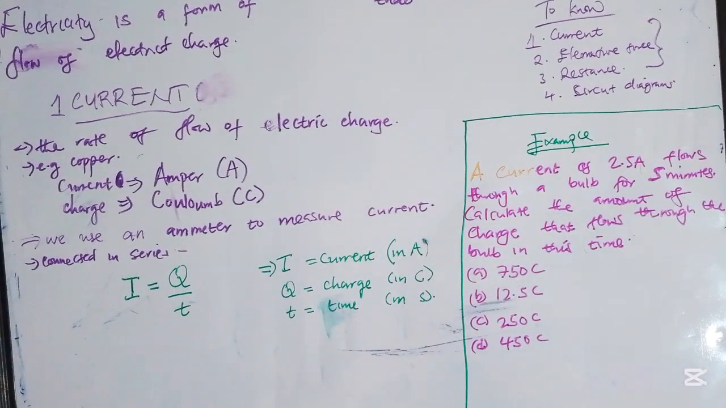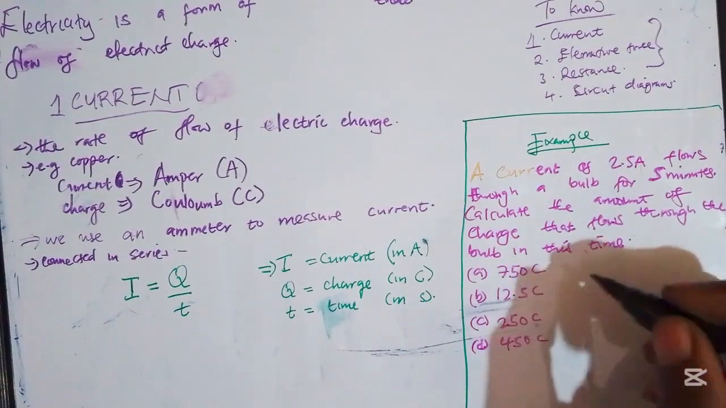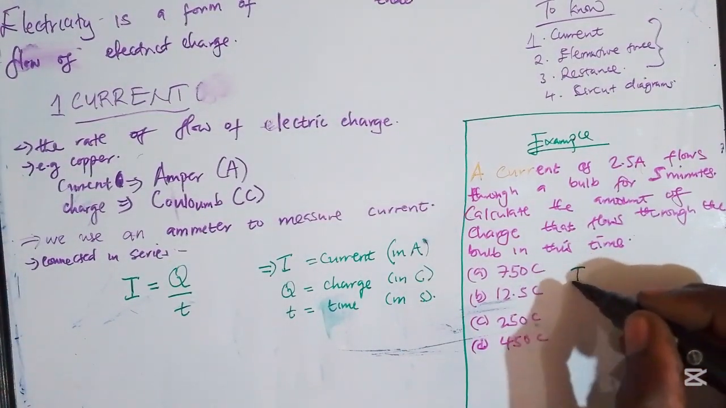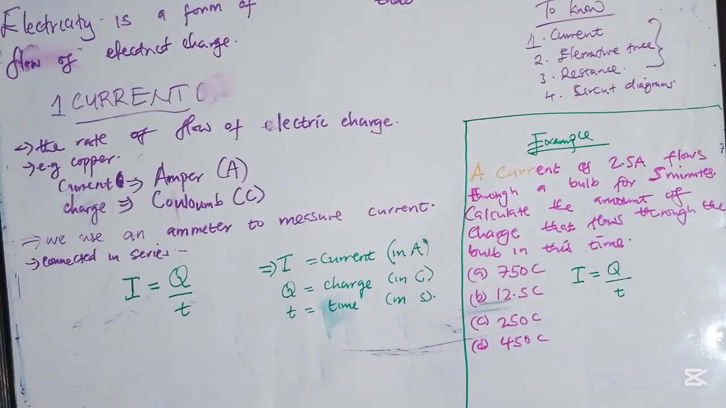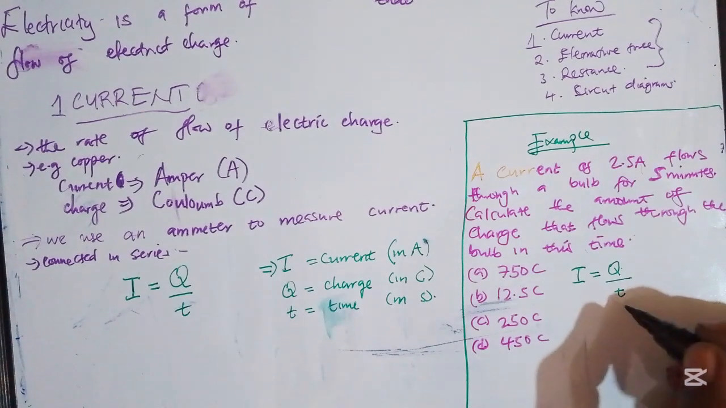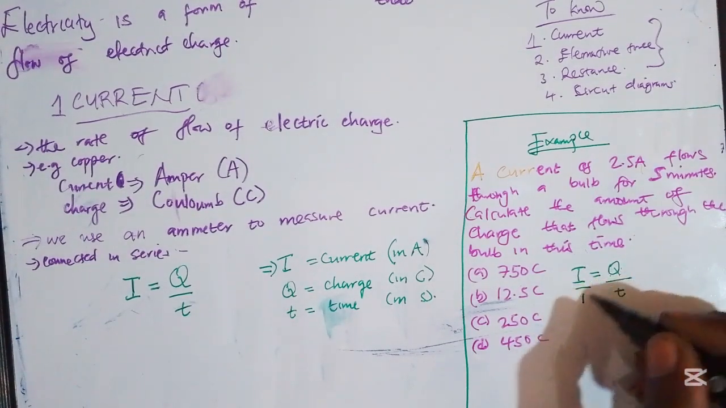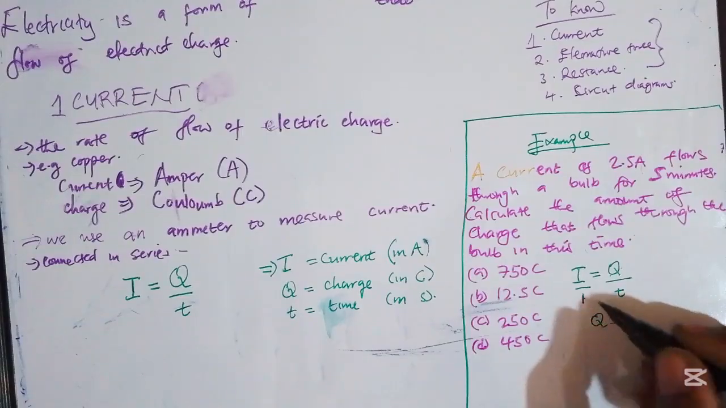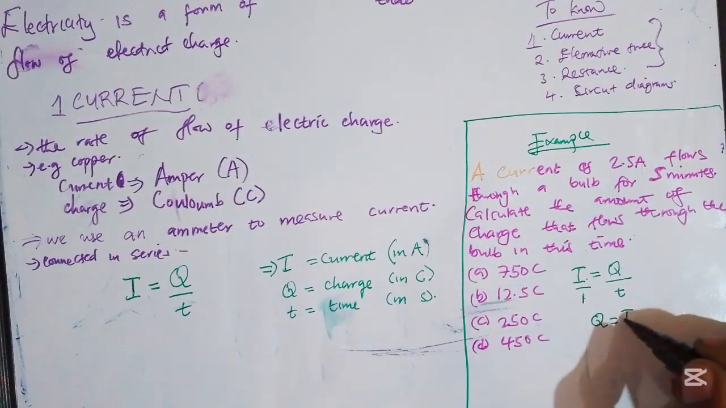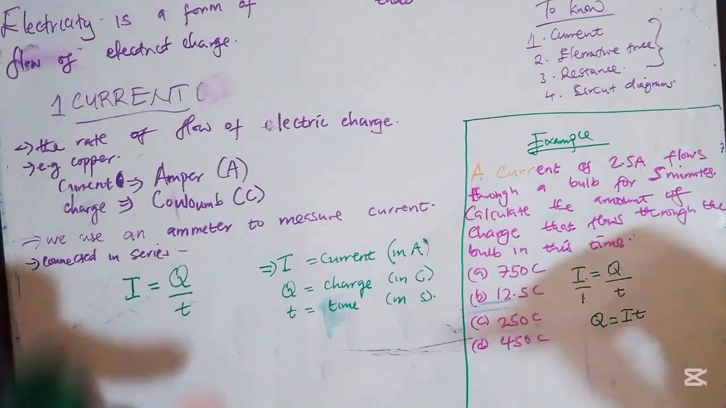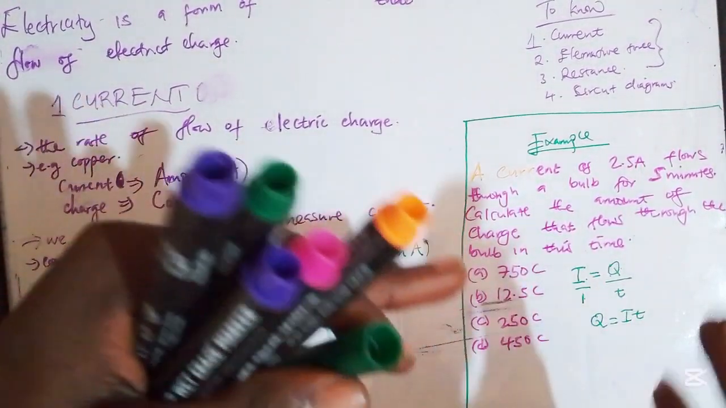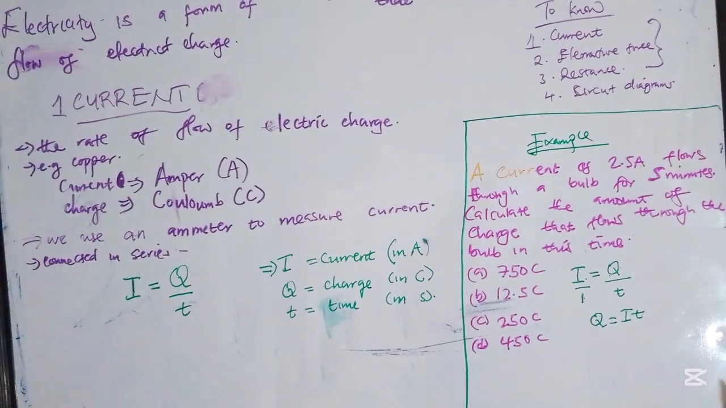So now first, let's solve the right way. So what is the right way? The right way is, first you need to write the data. So we have the formula, which is current is equal to charge over time. Since we are calculating the charge, we are going to cross multiply. So charge times 1, we have charge. Then current times time, we have current times time. So this is the formula which we are going to use to solve this question.